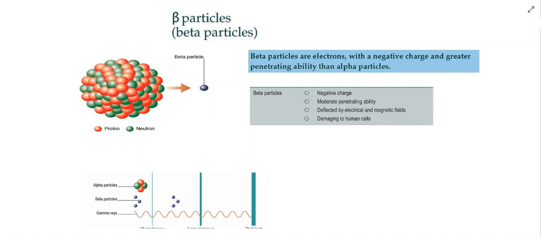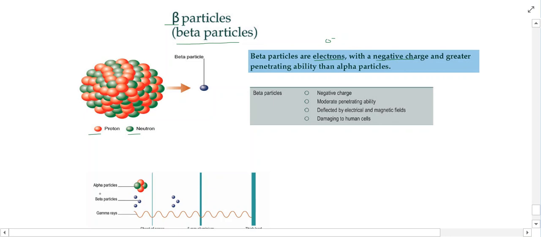Okay, so what we're looking at now in this lesson are beta particles, and this is the symbol that's used to represent those particular particles. Again, it's a nuclear reaction, and it involves the nuclei of atoms that are radioactive and that undergo beta decay. They're called beta particles because it is a particle that's given off. So this here is the definition. Beta particles are electrons, these negatively charged electrons. They have a negative charge and they have greater penetrating ability than alpha particles.